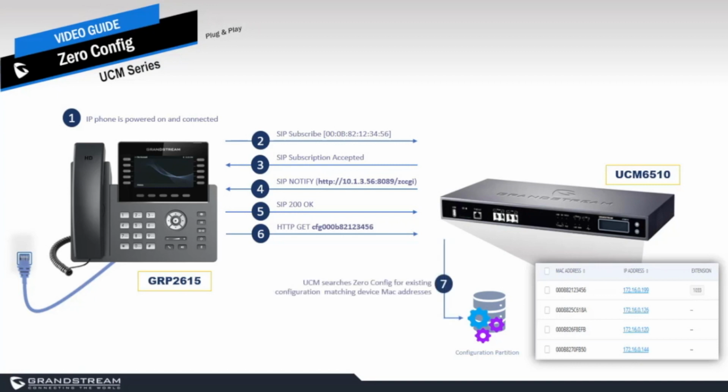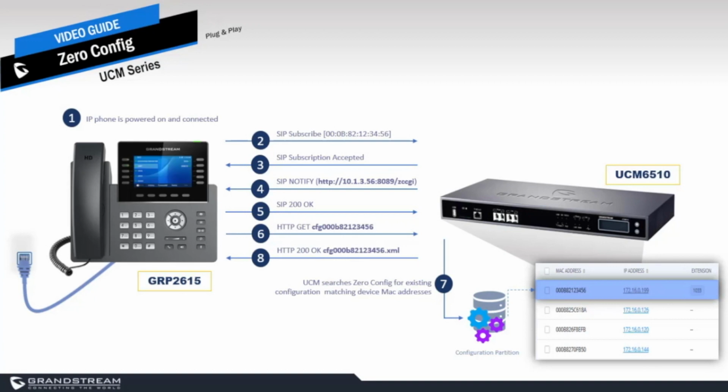The UCM will process the HTTP request for the config file by searching ZeroConfig for an existing configuration that matches the device MAC address. And when it finds that there is a configuration file for that specific IP phone, it will send it through HTTP in an XML format. So when the phone receives the XML config file from the UCM, it will automatically apply the configuration parameters and use the SIP information in the config file to initiate registration to the UCM using the assigned extension.